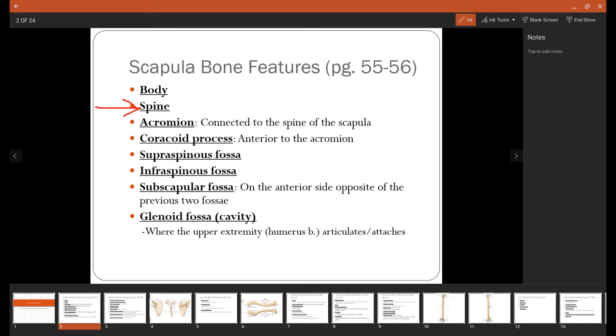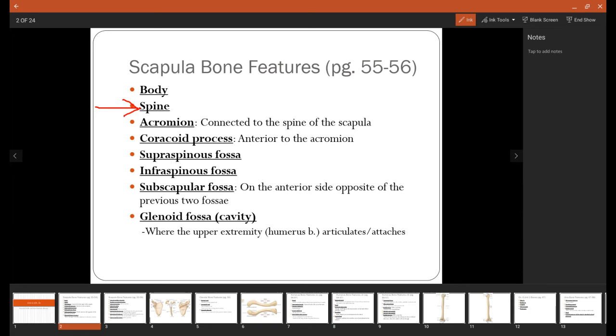And then we have the subscapular fossa. This is found on the anterior side, opposite to these previous two fossae. So if you can see the spine, you know you're looking at posterior, and you can expect to have those two fossae above and below it. Whereas if you don't see the spine, the fossa you're going to be looking for is the subscapular fossa, which is on the anterior side.